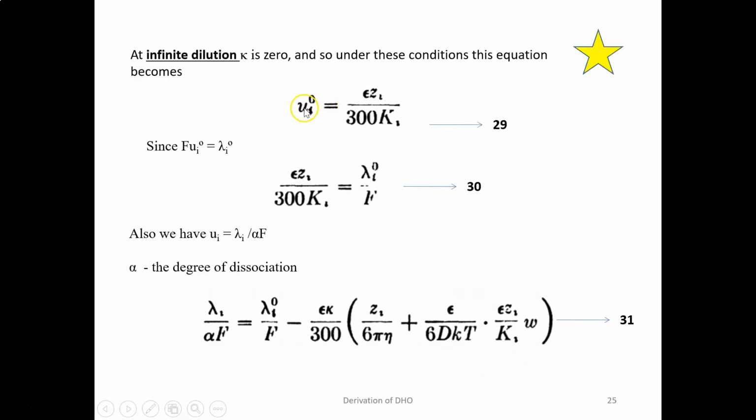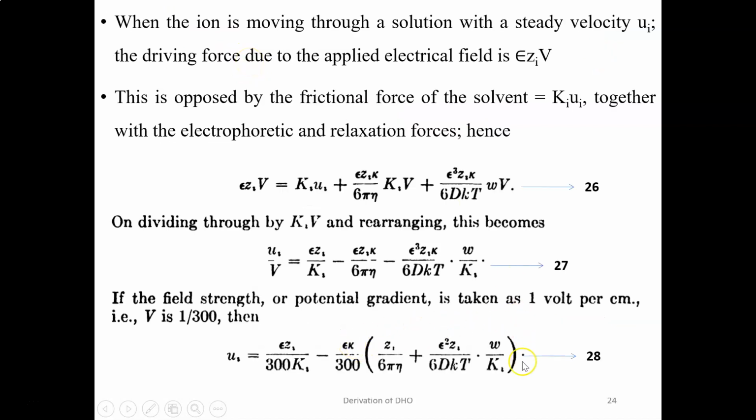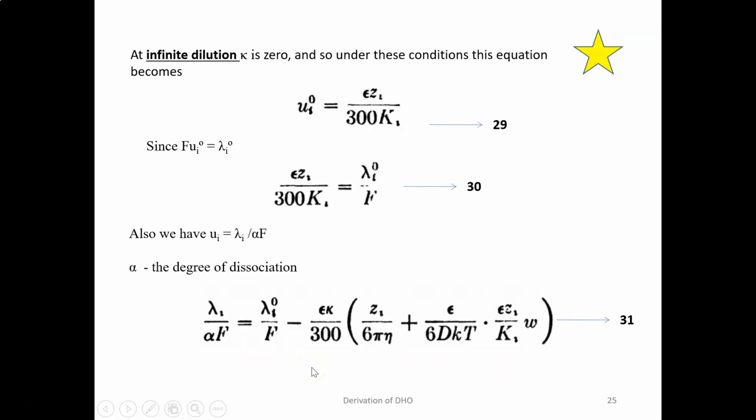At infinite dilution, ui will be equal to epsilon Zi divided by 300 Ki. It's because at infinite dilution kappa will be 0, so this whole term will become 0. Ui will be equal to epsilon Zi divided by 300 Ki. Since f u0 is equal to lambda i0, that is at infinite dilution, you have this relation. You can put the value here and you will get epsilon Zi divided by 300 Ki is equal to lambda 0 i divided by f.